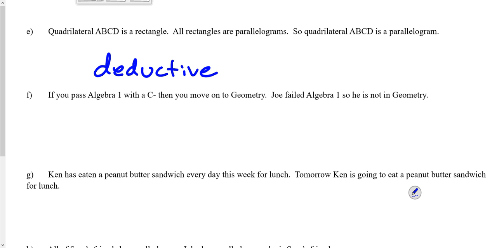All right, letter F. If you pass Algebra 1 with a C minus, then you move on to geometry. Joe failed Algebra 1, so he is not in geometry. So let's look at the information they give us here. It says if you pass Algebra 1 with a C minus, then you move on to geometry. So it's saying you have to pass Algebra 1 with a C minus to move on to geometry. Joe failed Algebra 1, so he wouldn't be able to move on to geometry, so he is not in geometry. So this is deductive.